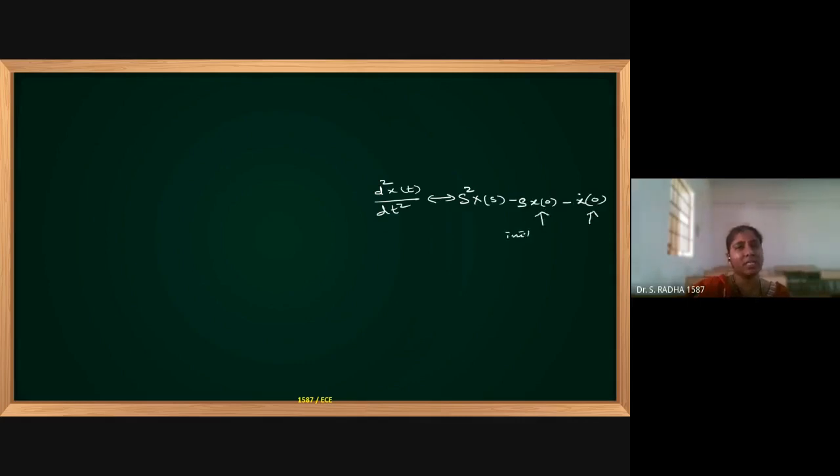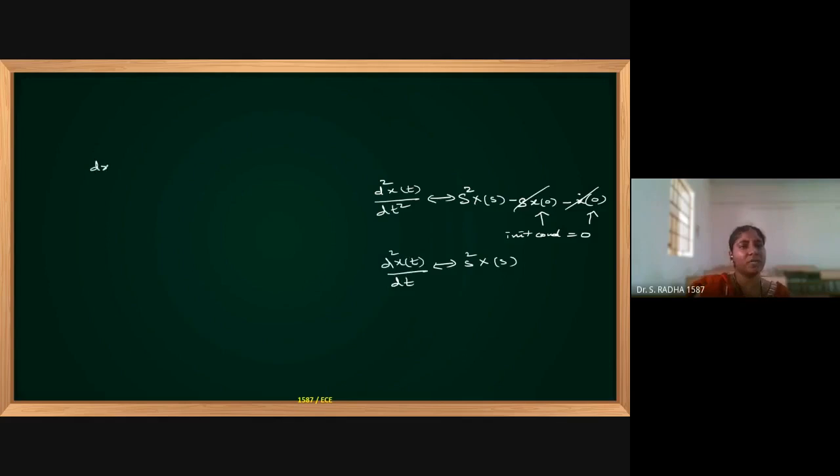We will consider initial conditions equal to 0. So these terms will not come, and hence we are writing only s square into x of s for the second order derivative of x of t.